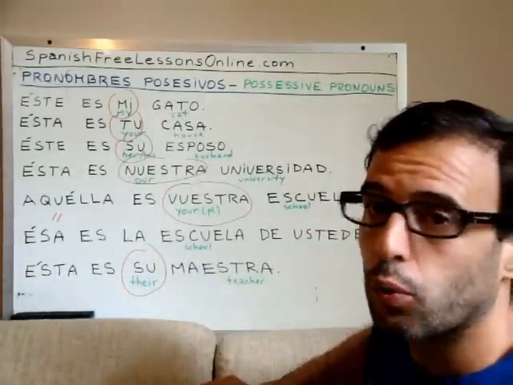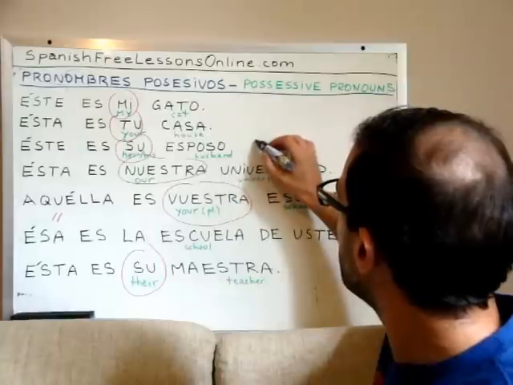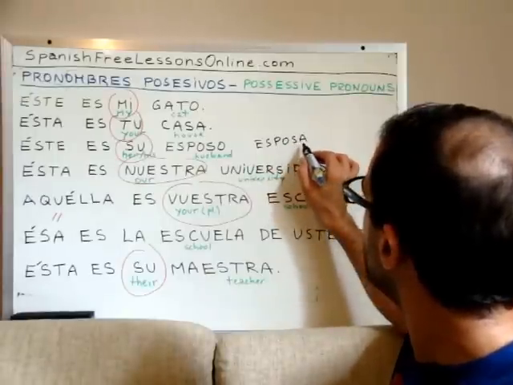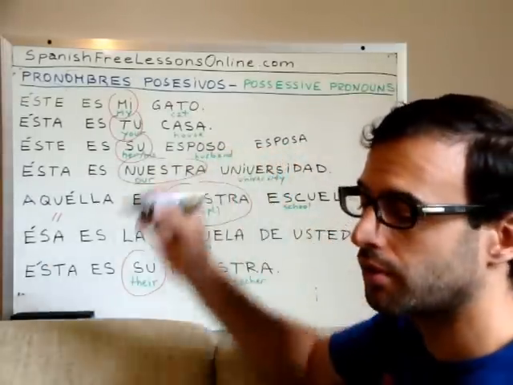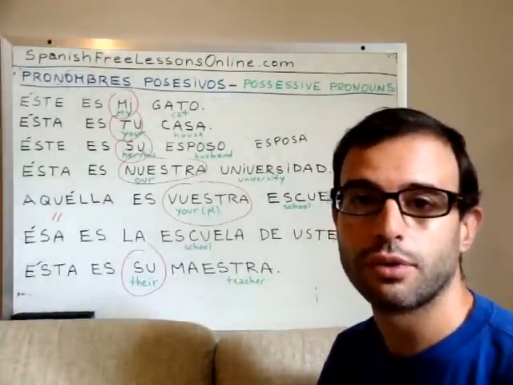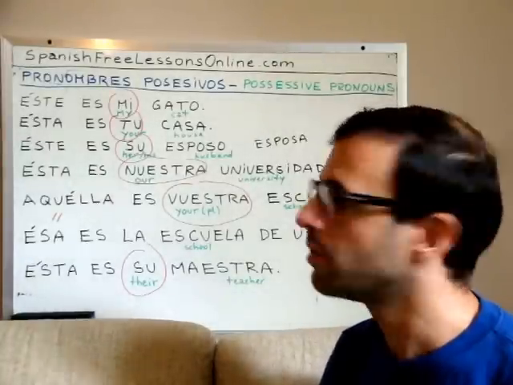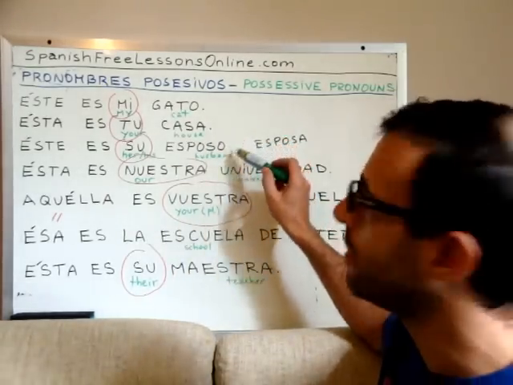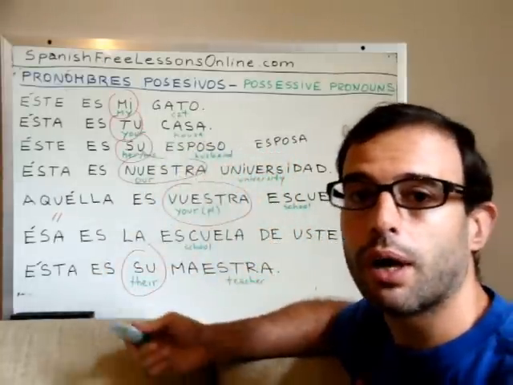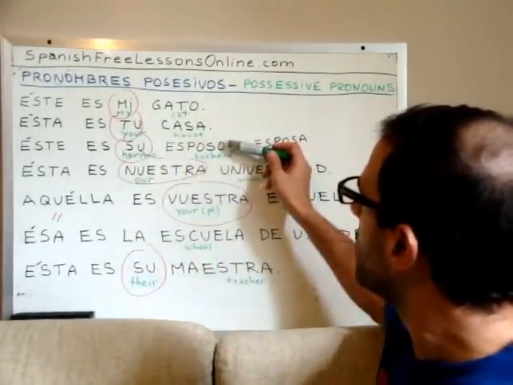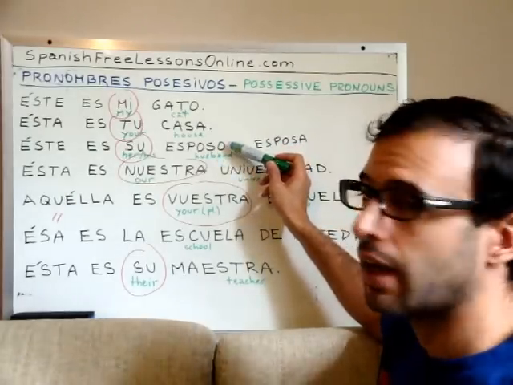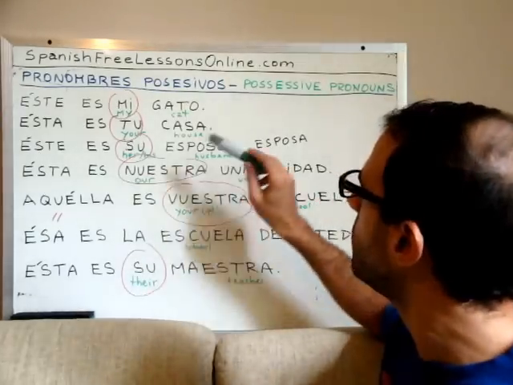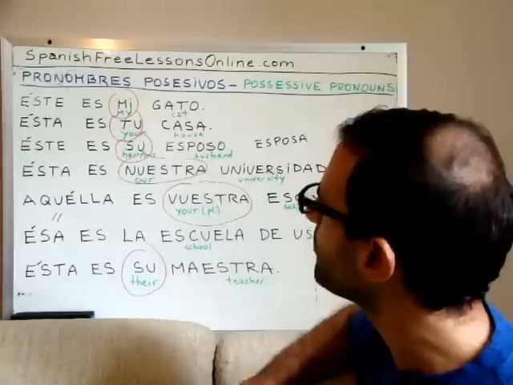The word for wife would be esposa with an A at the end, right? Esposa. This would be wife. Esposo, husband. And there are other words to refer to husband and wife, like marido, mujer. But now this one is easier because it's similar to spouse, right? And it's also simple because ending with O, it means husband. Ending with A, it means wife. So we are learning this one right now.